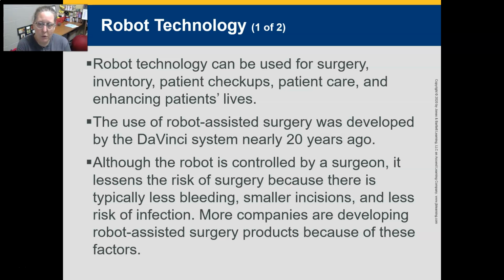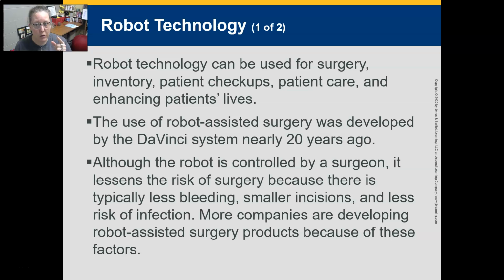All right, so let's talk about robot technology. So robots can be used for surgery, for inventory, for patient checkups, or patient care even, and for enhancing patients' lives. The use of robo-assisted surgery was developed by the Da Vinci system nearly 20 years ago. I remember when we got our first Da Vinci system at the hospital. Although the robot itself is controlled by a surgeon and it takes some training to learn how to operate it, it does lessen the risk of surgery because there is typically less bleeding, smaller incisions, and less risk of infection. More companies are developing robot-assisted surgery products because of these factors.